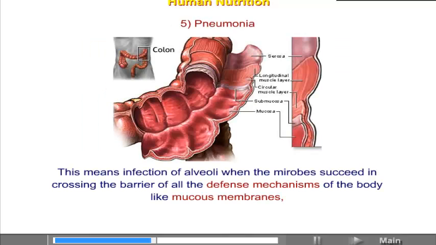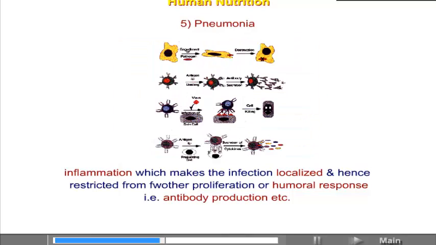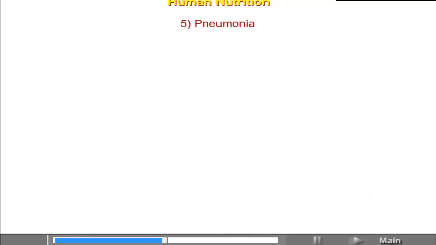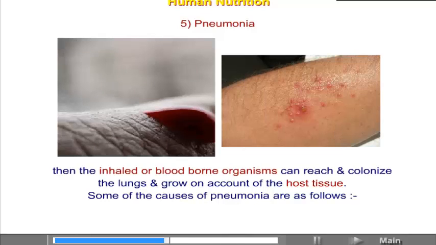Pneumonia. This means infection of alveoli. When the microbes succeed in crossing the barrier of all the defense mechanisms of the body, like mucous membranes, inflammation which makes the infection localized and hence restricted from further proliferation or humoral response, that is antibody production, etc. Then the inhaled or blood-borne organisms can reach and colonize the lungs and grow at the expense of the host tissue.